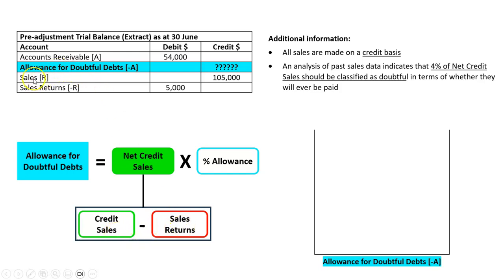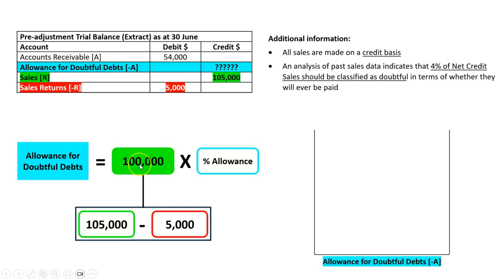So credit sales, it says here, sales were $105,000, but we don't know whether they're cash or credit, but this additional information says all sales are on credit. So this number here is 105. Sales returns is 5. So 105 less 5 is $100,000. Times by the allowance, which is 4%, we need to plan for and allow for $4,000 of accounts receivable not repaying us.